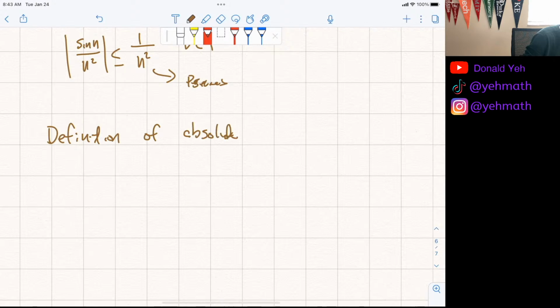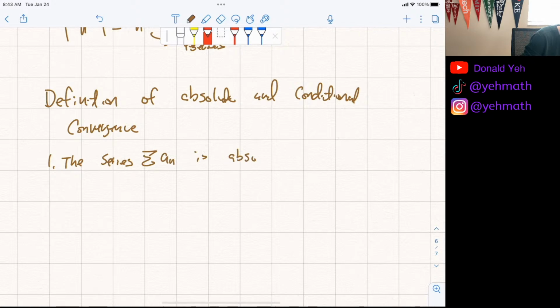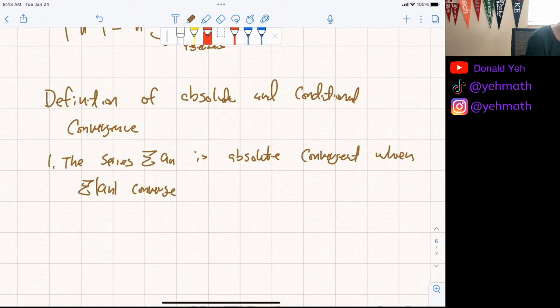Absolute and conditional convergence. Okay, so one: the series summation of a_n is absolutely convergent when the summation of |a_n| converges. Okay, so far okay?